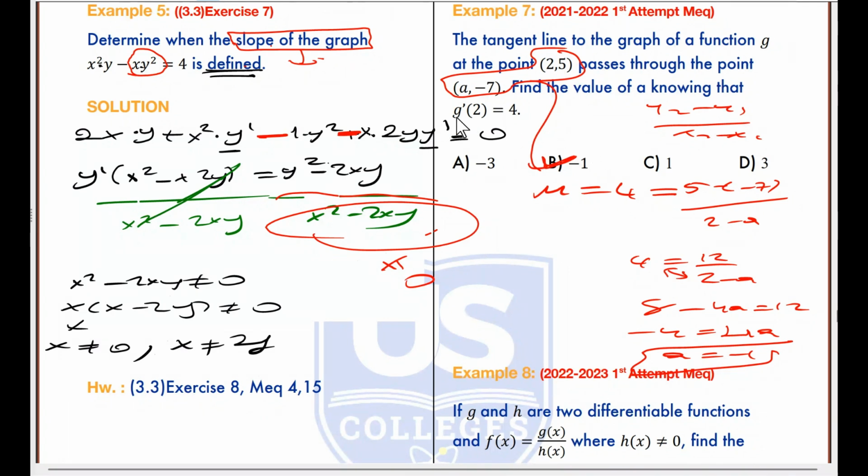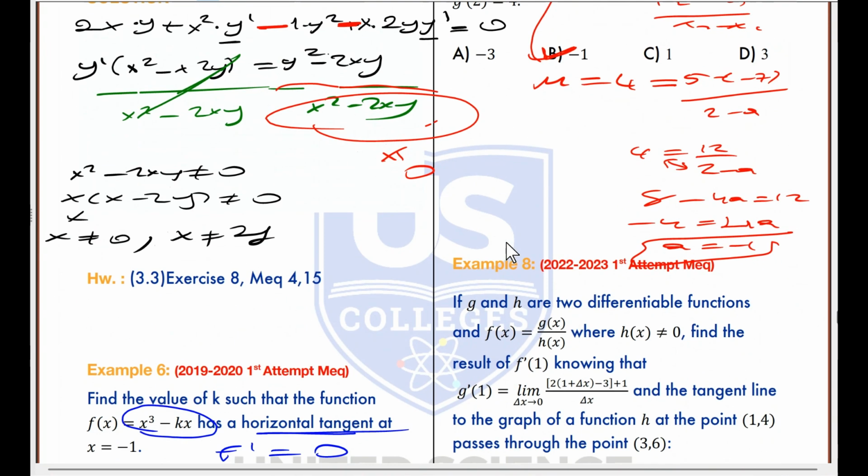Okay, since it's g prime given, g prime means derivative, we find slope. Slope means this, by using that rule, we can find slope of 2 points, slope that's passing through 2 points.